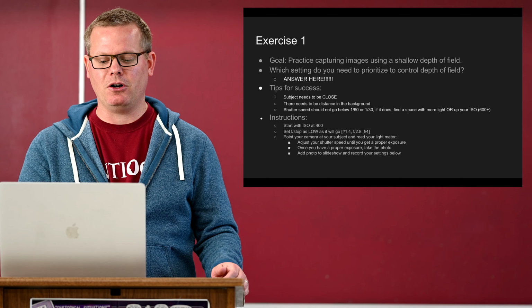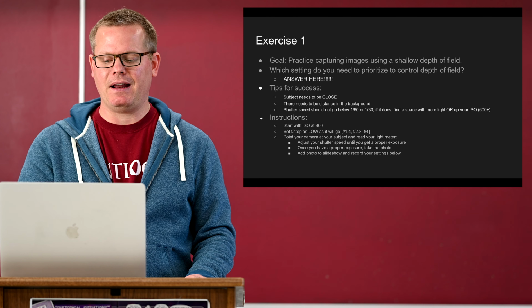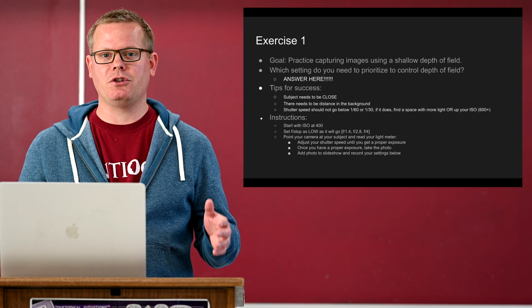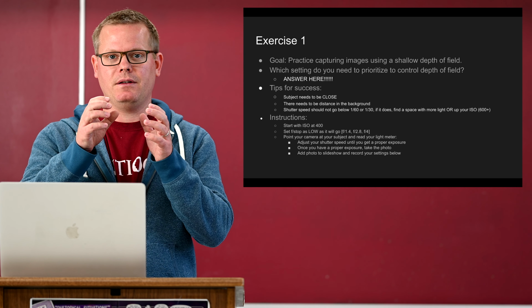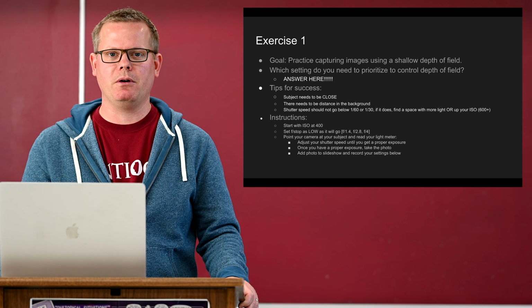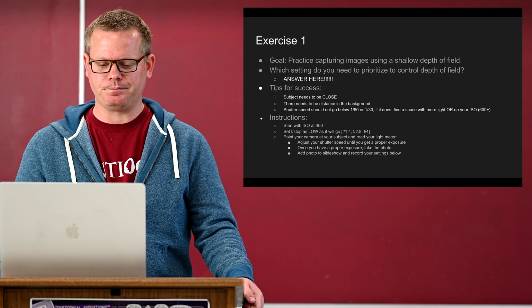Shutter speeds should not go below 1/60th of a second or 1/30th of a second. If it does, then you need to get more light or increase your ISO. When the shutter speed goes too low, then little shakes in your hand will make the whole picture blur out. And if the whole picture is blurry, then it's junk. It's not a good picture. So we don't want that.